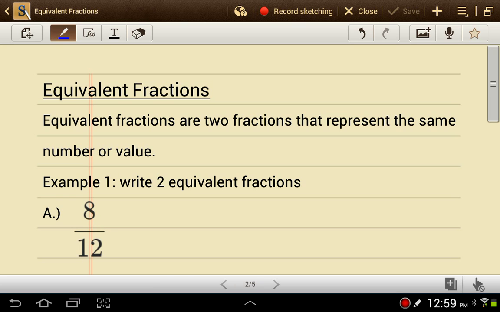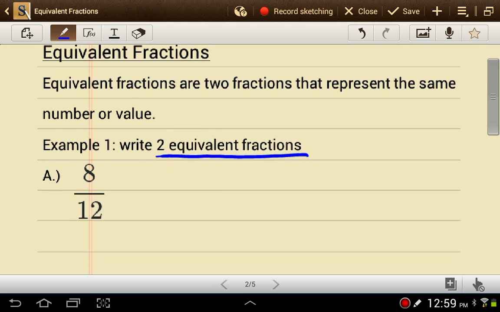First thing I want to talk about is what equivalent fractions are. They are two fractions that represent the same number or value. So it's just different ways of writing the same thing. The first thing we're going to do is just practice writing equivalent fractions. So in our first example, we're just going to write two equivalent fractions.